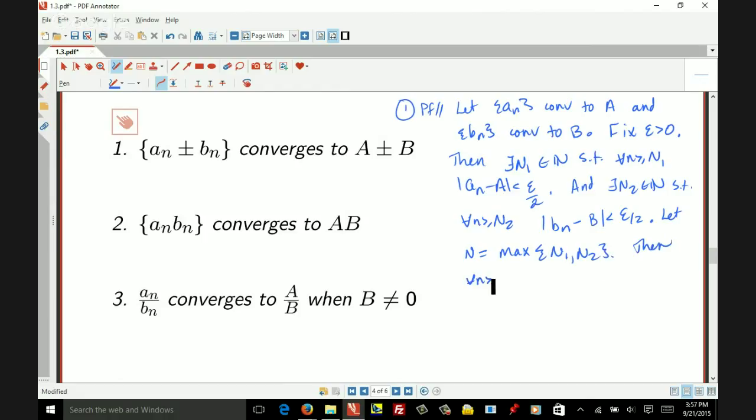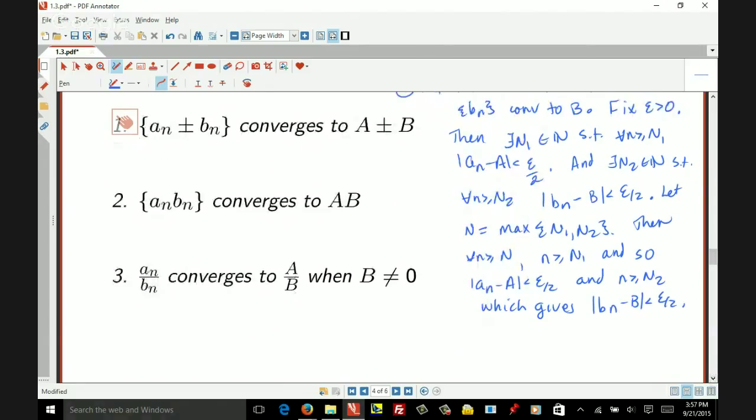Then, for all n greater than capital N, you know that |an - a| < epsilon over 2, since n is greater than N1, and |bn - b| < epsilon over 2, since n is greater than N2. Now combine it together. Thus, for all n greater than capital N, you're going to have |(an + bn) - (a + b)|. What did they do at this point?